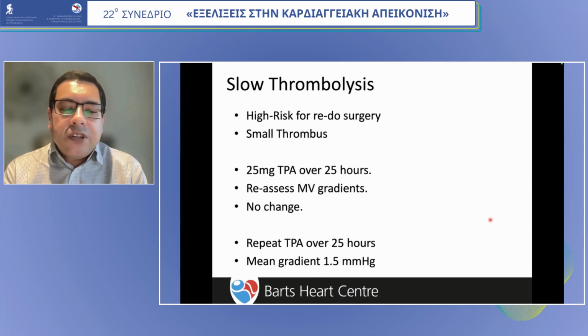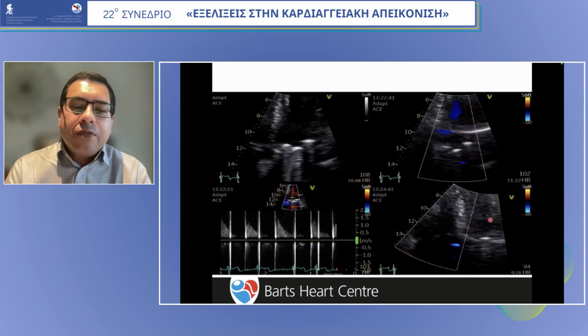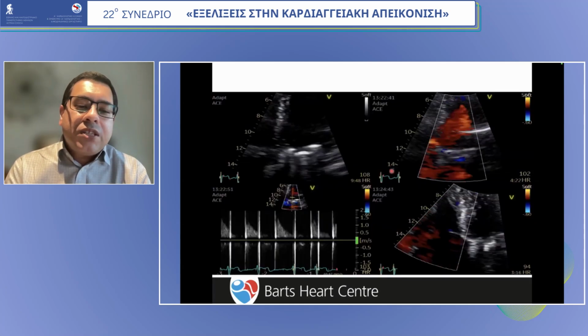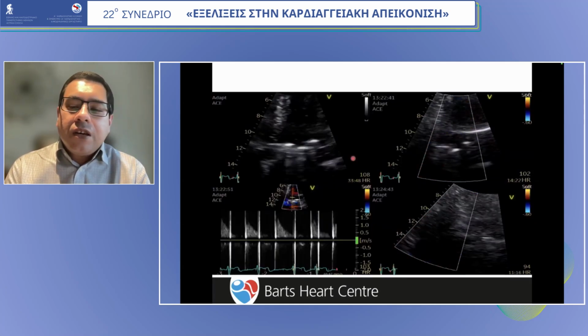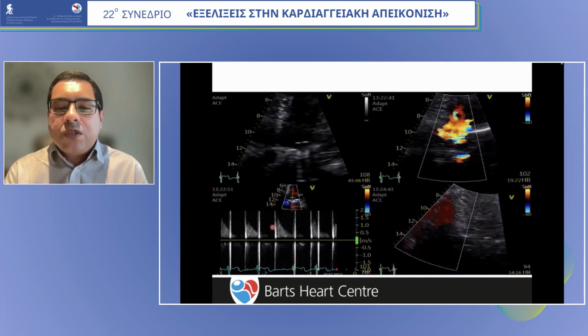We reassessed everything: no change, the patient still in pulmonary edema but getting slowly better. We repeated it, and then the gradient after the next thrombolysis was 1.5. And here you can see on the transthoracic, now the valve discs are opening, color flow is normal, and the gradient's low. So that was a successful low-dose thrombolysis.